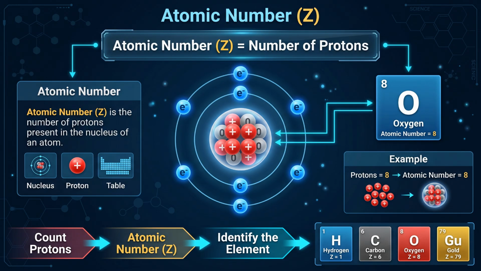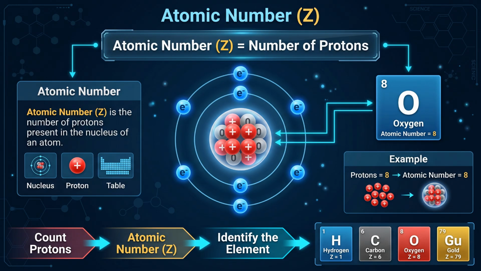The atomic number is represented by the letter Z, which comes from the German word Zahl, meaning number. Whenever you see the symbol Z in chemistry, it refers specifically to the number of protons inside the nucleus. Chemists use this symbol in chemical equations, atomic notation, and scientific calculations because it provides an easy way to identify elements without writing their full names every time.